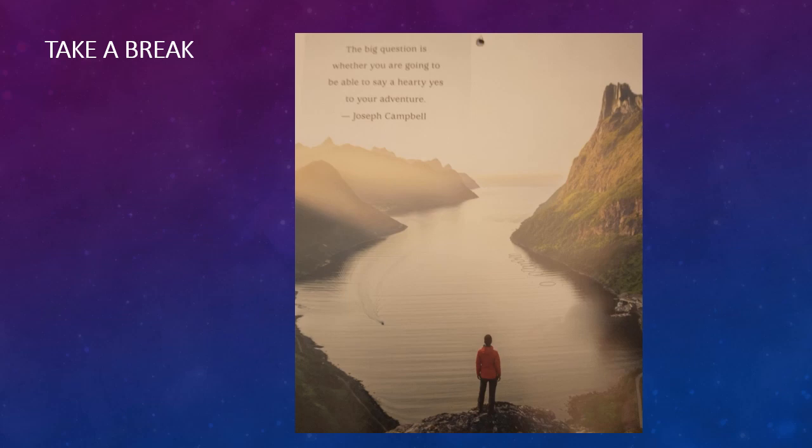So we're about halfway through the lecture now. It's about a 40-minute lecture. So this is a good time to take a break, get a drink, take a walk, ponder the picture I have there and the saying from Joseph Campbell, one of my favorites. The big question is whether you're going to be able to say a hearty yes to your adventure.